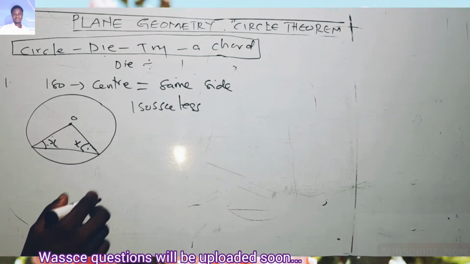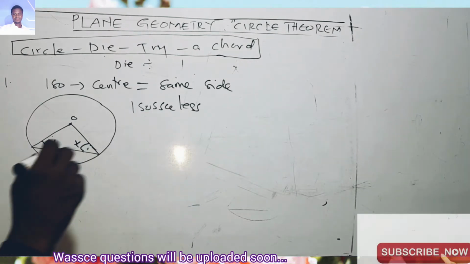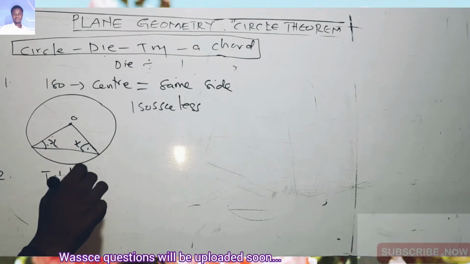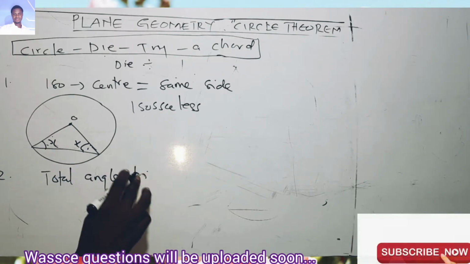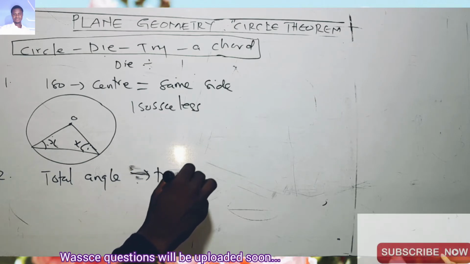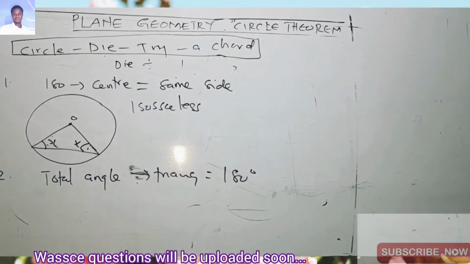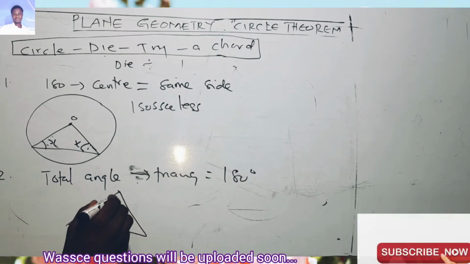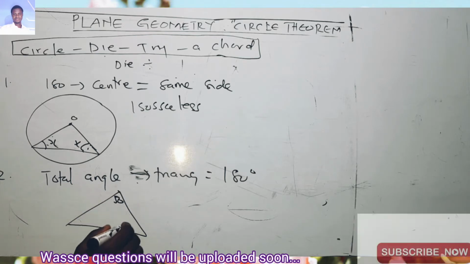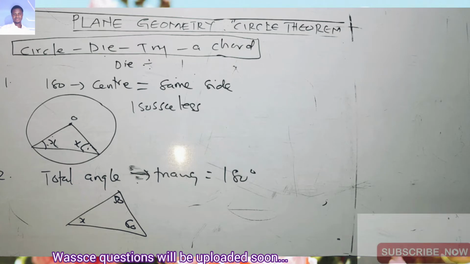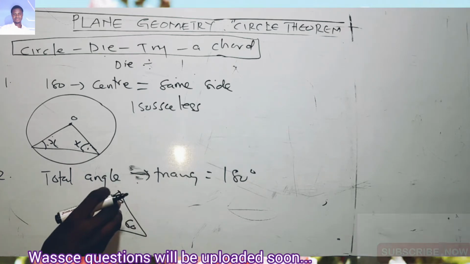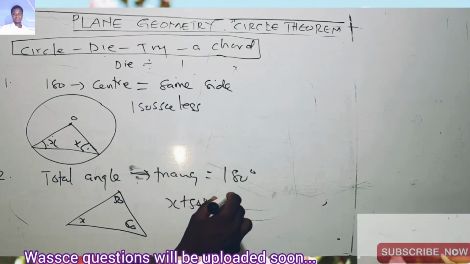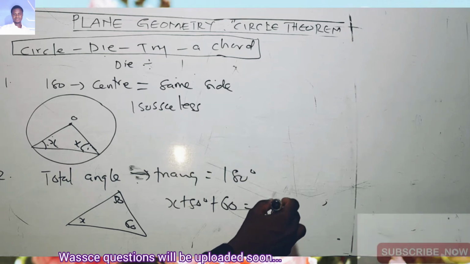And then the second thing we like to know is that the total angle in a triangle adds up to what? 180 degrees. So for instance, if I have a triangle this way, and here is 50, and here is 60, and I say you find this side. What you have to know is that if I add all the angles in this triangle, they add up to 180. So I say x plus 50 degrees plus 60 degrees should give you what? 180 degrees.